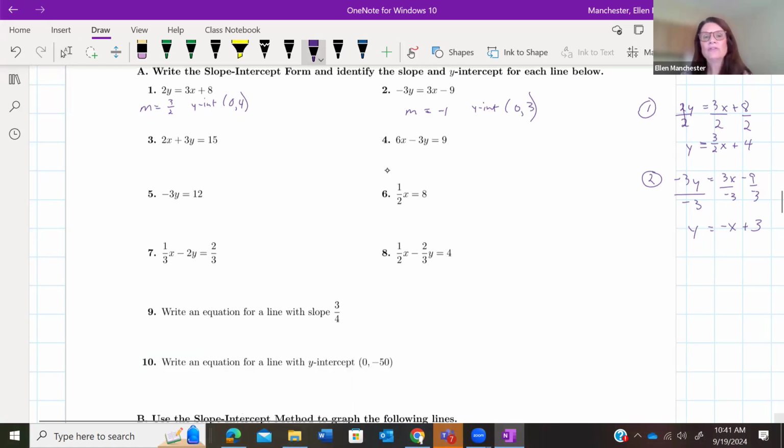Okay, now with the slope, remember we're always thinking rise over run. When we see a fraction, that's easy. Rise 3, run 2 to the positive side. What about -1? How are you going to do that? What's your rise? What's your run? What would be another way to write -1?